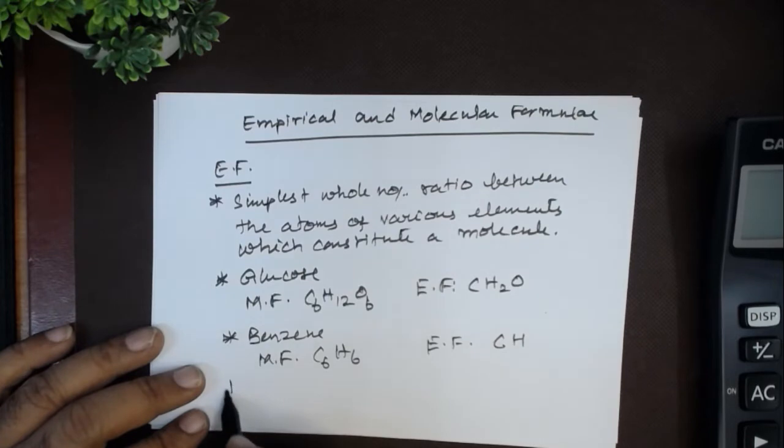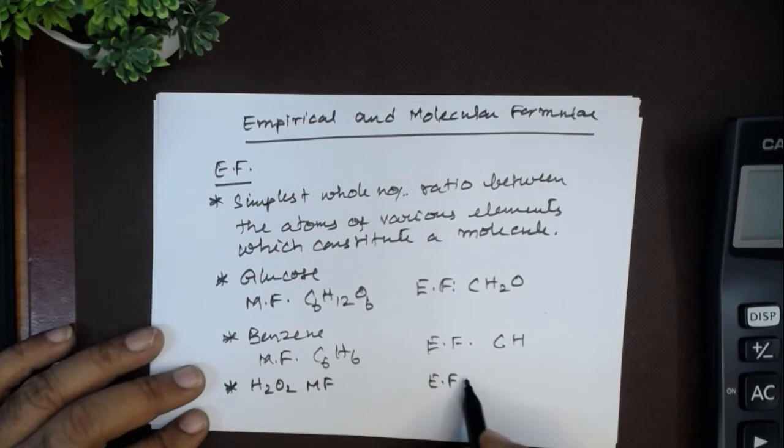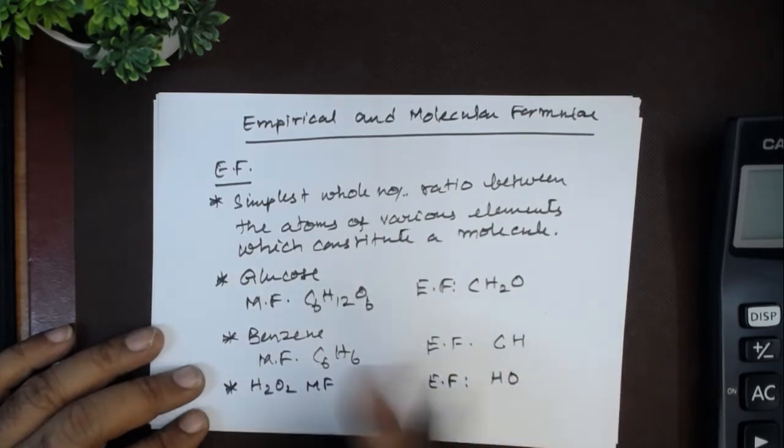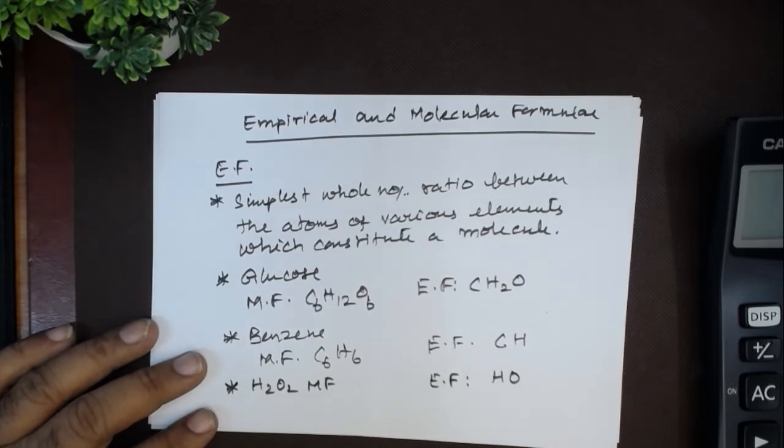In the case of hydrogen peroxide, H2O2, this is the molecular formula. So the empirical formula will be what? Simply HO, that's all. That is 1:1. Are you able to follow?